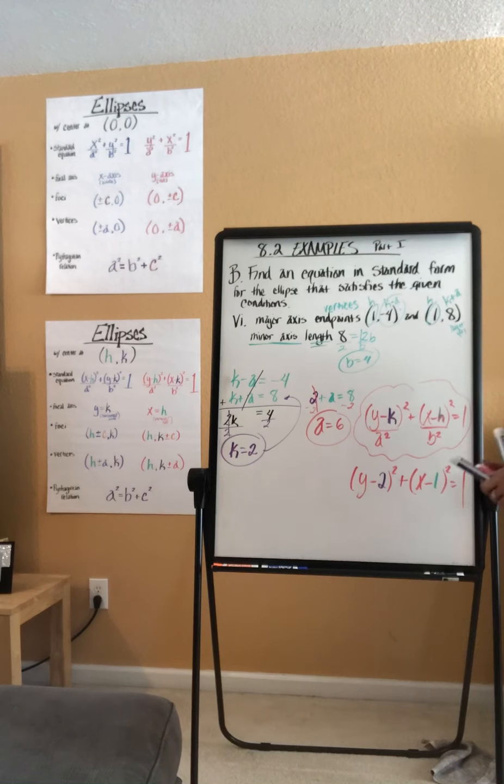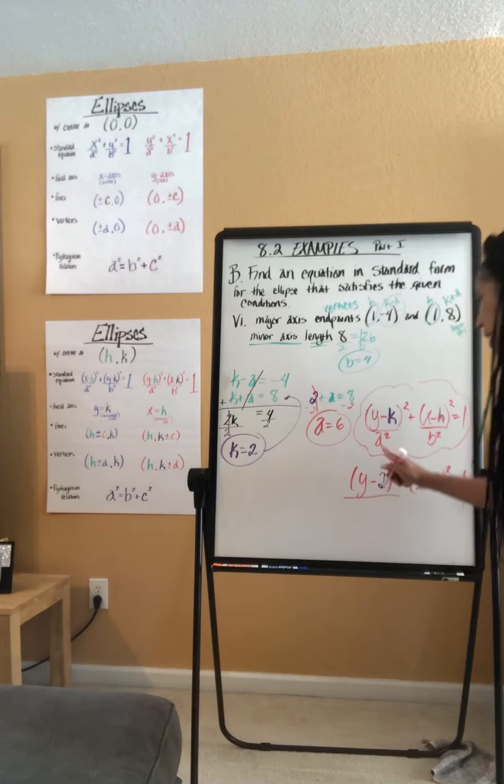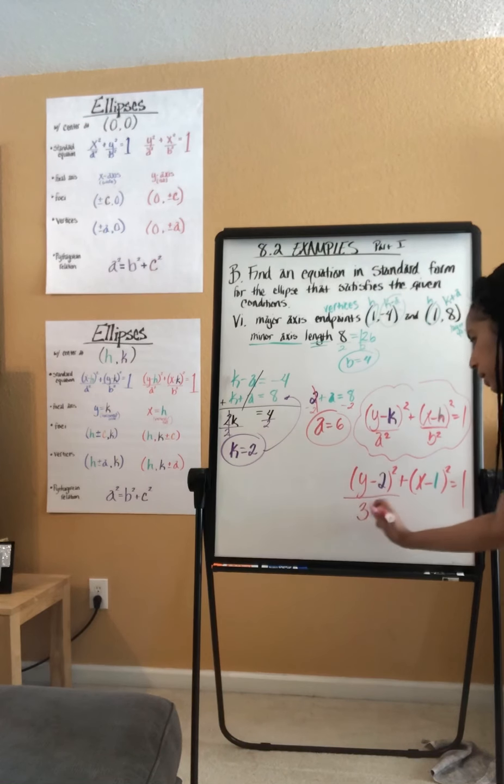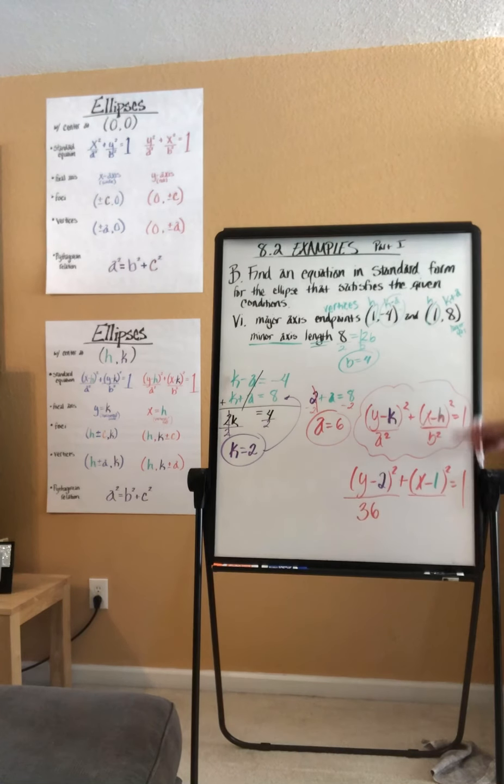And then in my denominator under the y, I'm supposed to have an a squared. A was 6, so a squared is 36. And underneath my x coordinate, I'm supposed to have a b squared. B was 4, so 4 squared is 16. And that is my final answer.